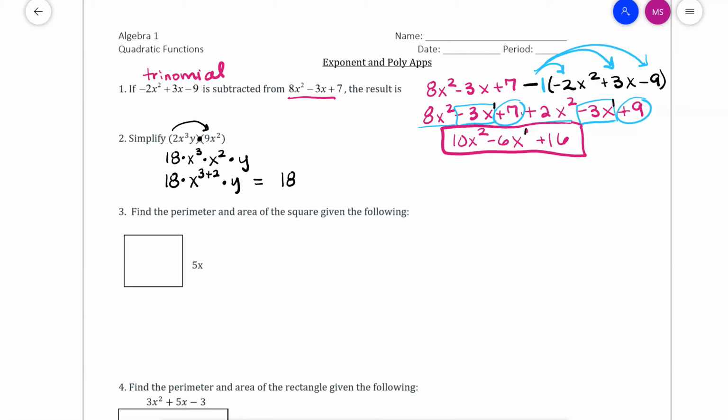So we're going to go ahead and clean this expression up. So we have 18x to the 5th power, and then y. We don't need to write those little dots. That's why you have the numbers next to the variables. All right, so that's it.